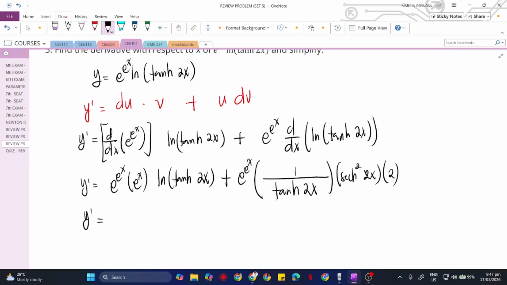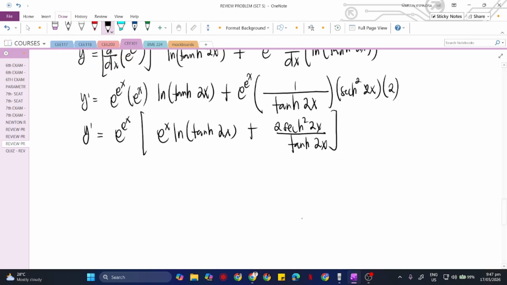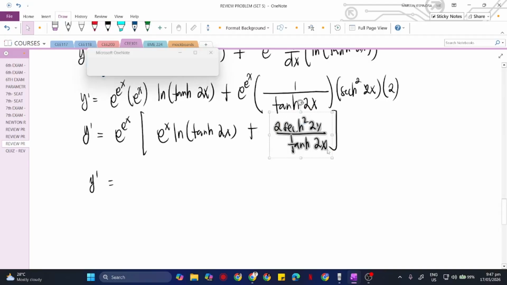Since e raised to the power of x is common, we can factor that out. So we are left with ex ln of tan hyperbolic 2x plus this one will be 2 secant squared 2x all over tan hyperbolic 2x. So that's it. Now we can still simplify this one. E raised to the power of ex. We can still simplify this one by simplifying this part right here. So let me just isolate this one.